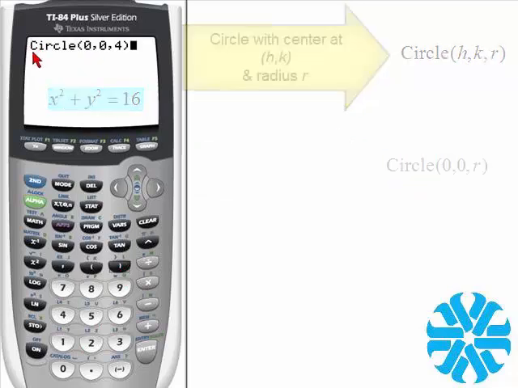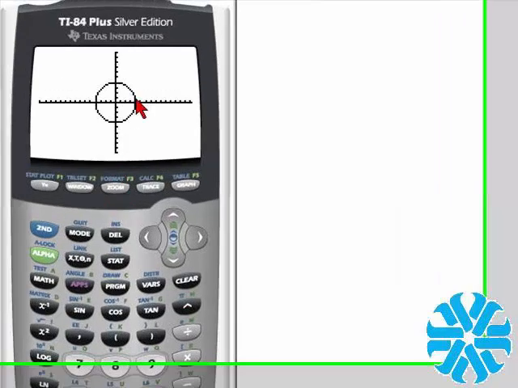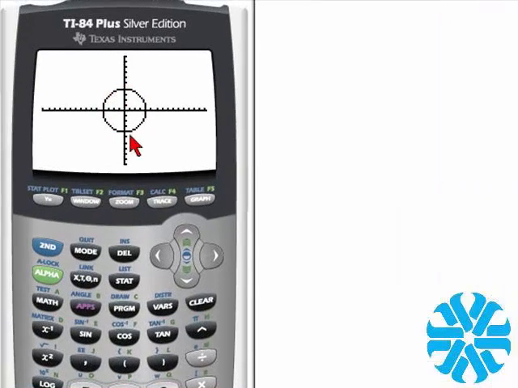So this is the notation for any type of circle. You put in the coordinates of the center and then the radius. And this is, of course, the x value, the y value, and then the radius. So now we simply press enter, and it graphs the circle.